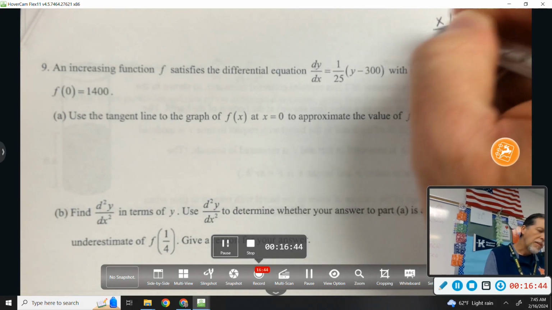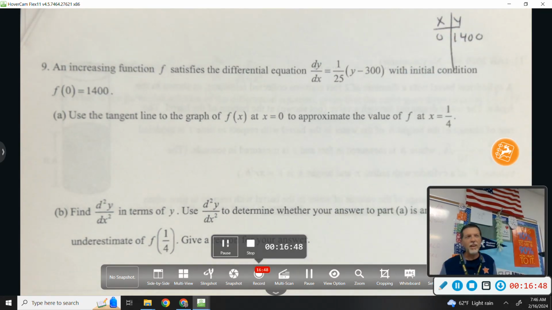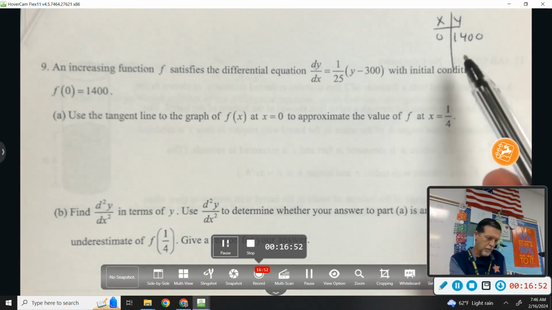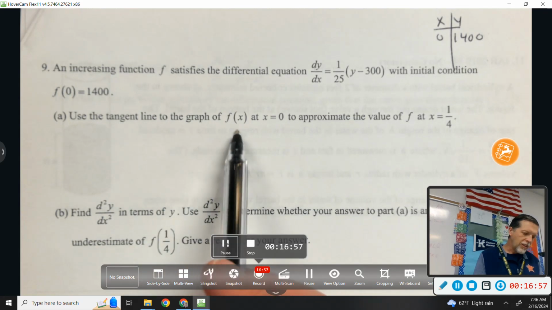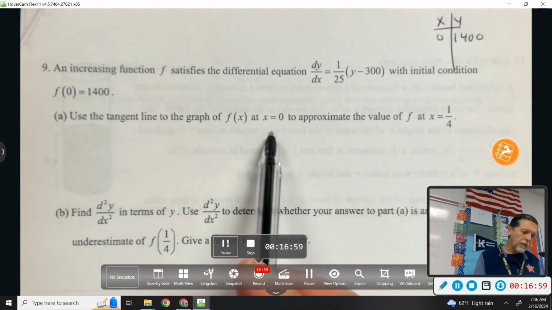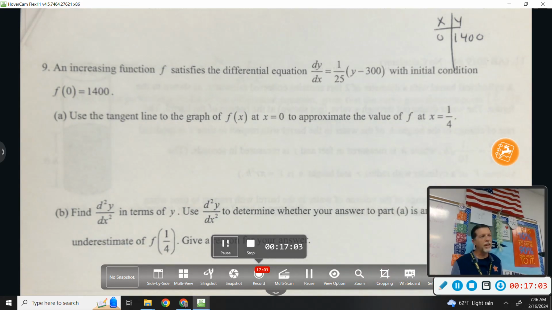I don't know what my fascination is with table of values. To me, it's the easiest way to make sense of the information they give me, but I don't really need to do that.